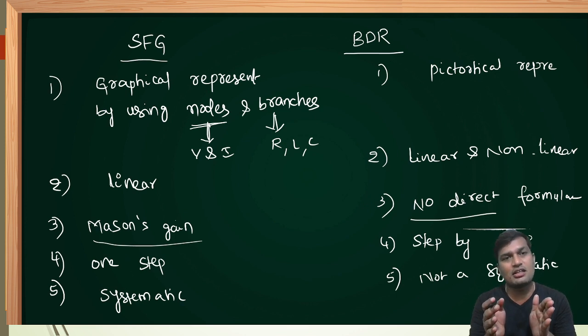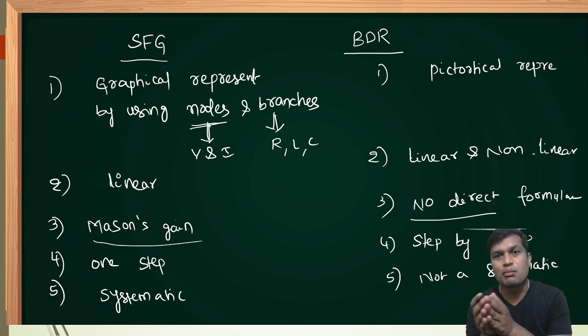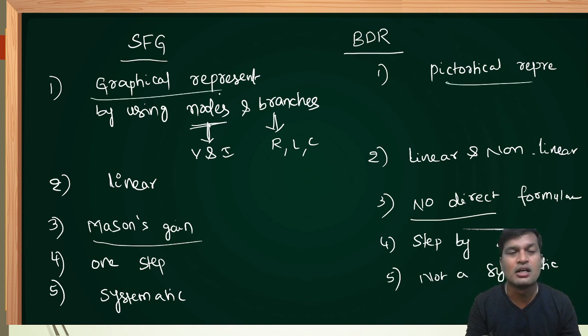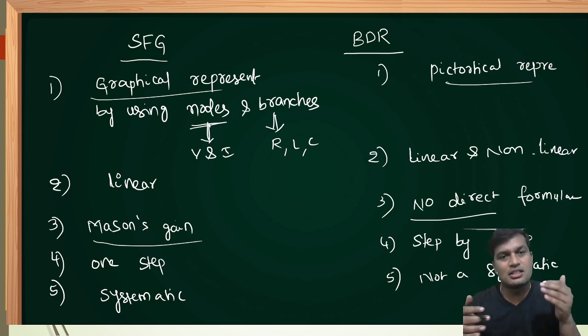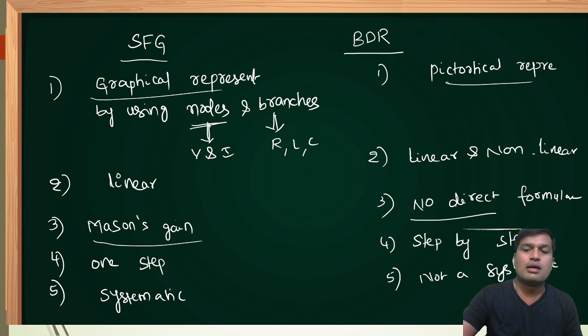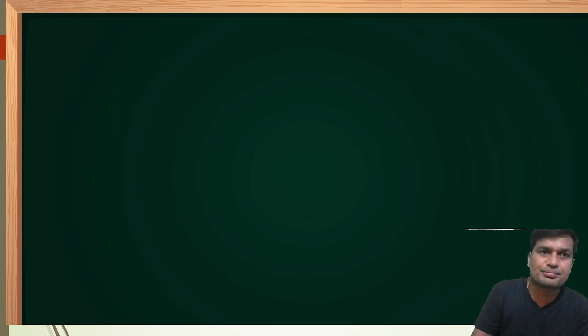Signal flow graph is a graphical representation, block diagram is a pictorial representation. As these two are different representations, we can't say which is superior and which is lower, because both are different. If both were the same representation, we could say which is better. As both are different representations, both techniques have essential information to represent the system, therefore there is no sense in saying which is superior to the other. I hope everybody understands. Now let me start with the signal flow graph.